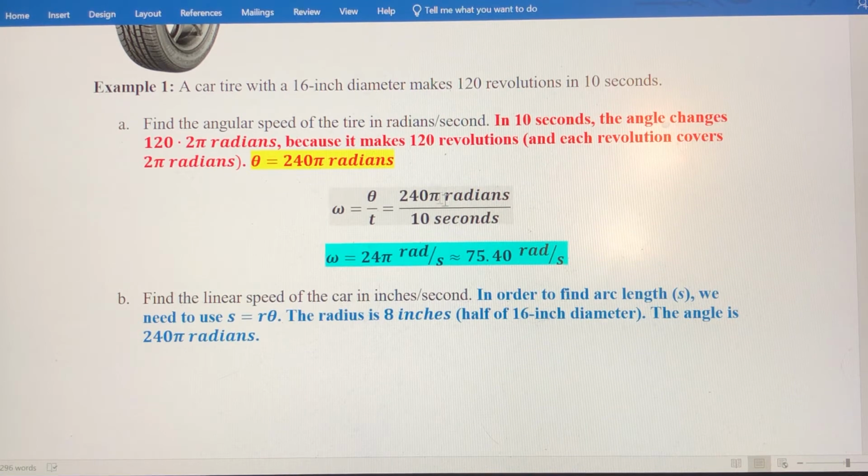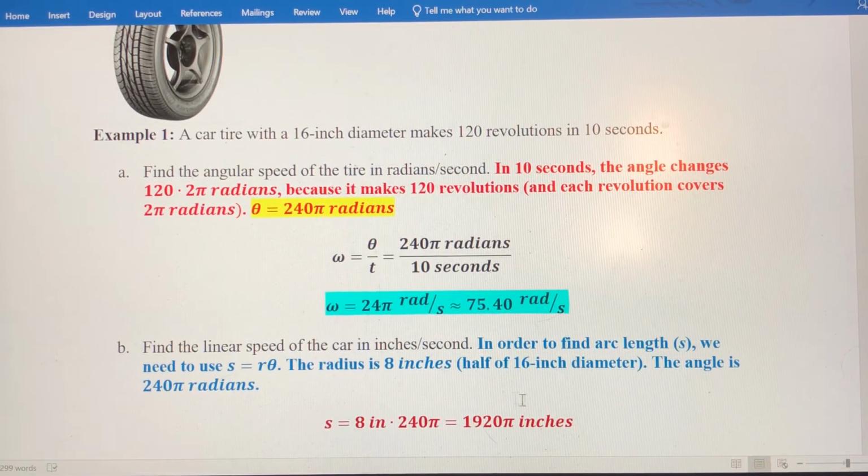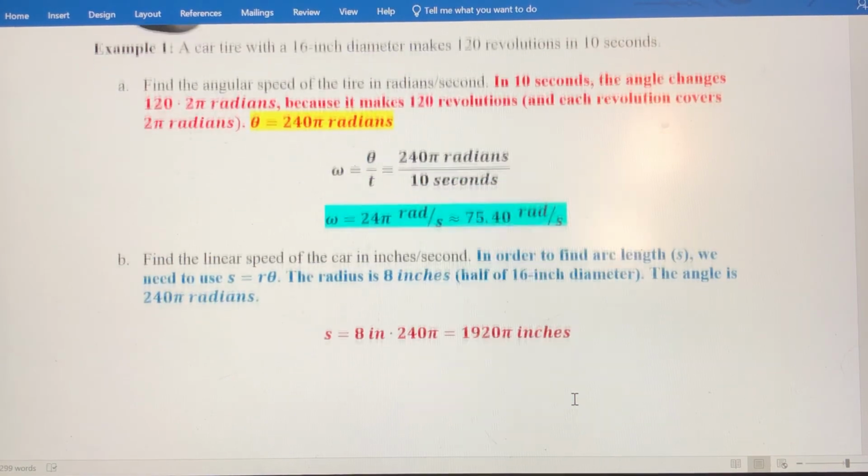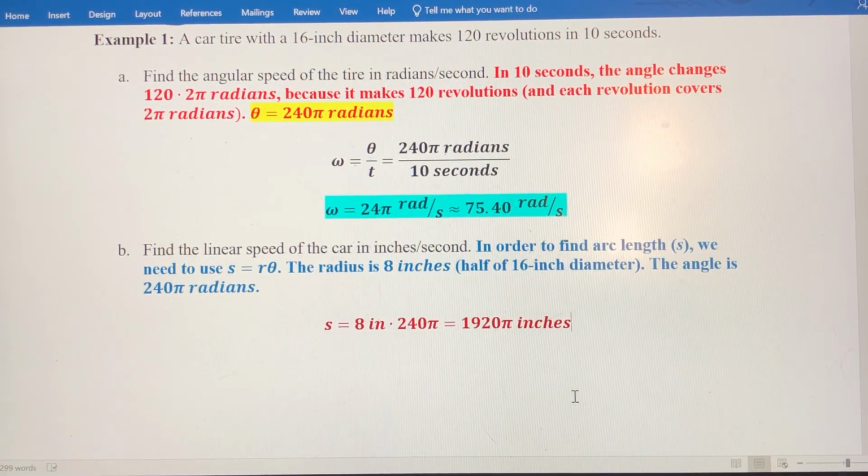And the angle, we already found in the previous problem dealing with angular speed, so the angle we're dealing with is 240 pi radians. The arc length then is going to be 8 inches times 240 pi. So that's going to be 1,920 pi inches. Think about this tire: every 10 seconds, there are going to be 1,920 pi inches rotating, or revolving, covering the ground. So that's the arc length we're dealing with here.